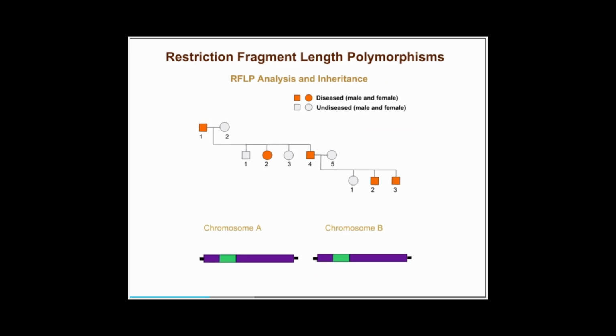RFLP analysis and inheritance. DNA samples from multi-generational families, 3 or more generations, can be used to localize a genetic disorder on a chromosome. The family represented here has members who are affected by a dominant trait, as indicated by the orange symbols. To identify the chromosomal locus of a genetic disorder, it is important to identify an RFLP DNA marker that co-segregates with the disorder.